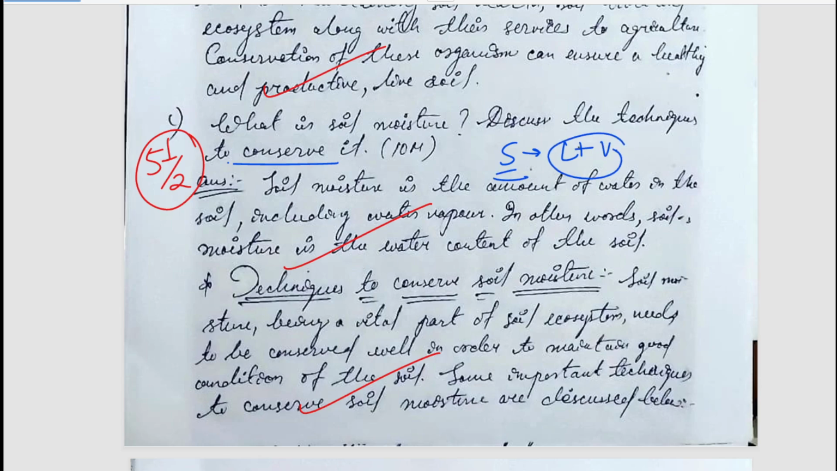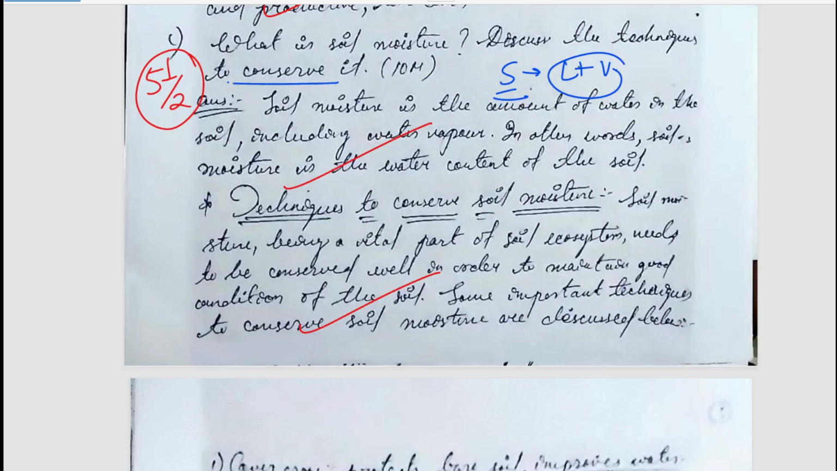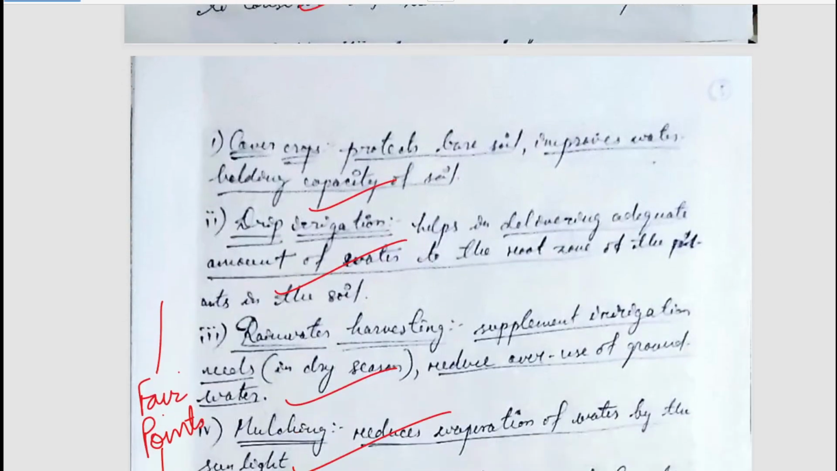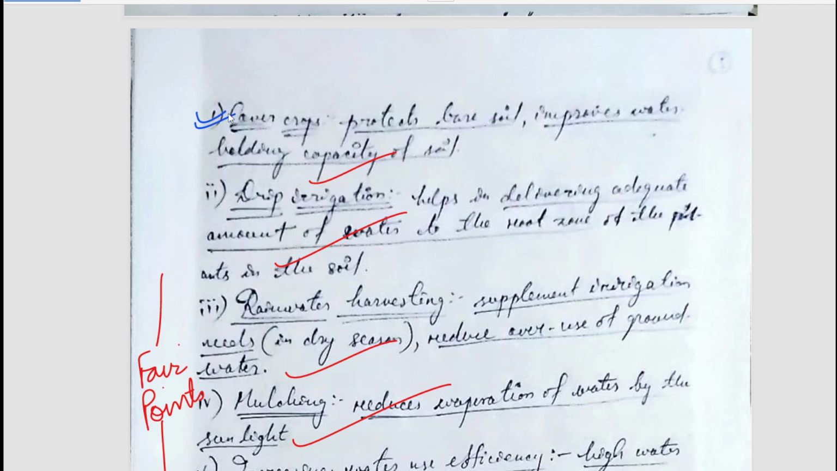All these will combine into soil moisture. Now, how can we conserve soil moisture? We can use cover crops. What will cover crops do? Suppose this is soil, this cover crop will cover the soil and it will reduce the evaporation losses. Evaporation losses will be reduced.